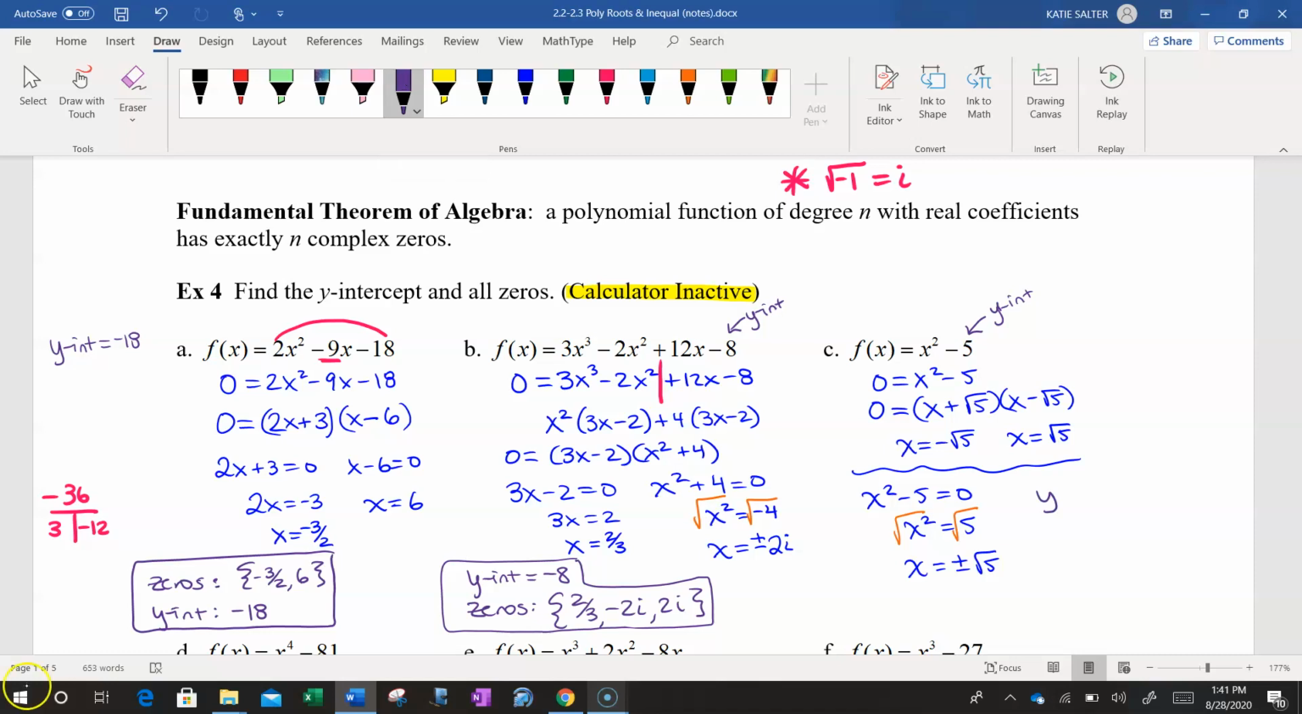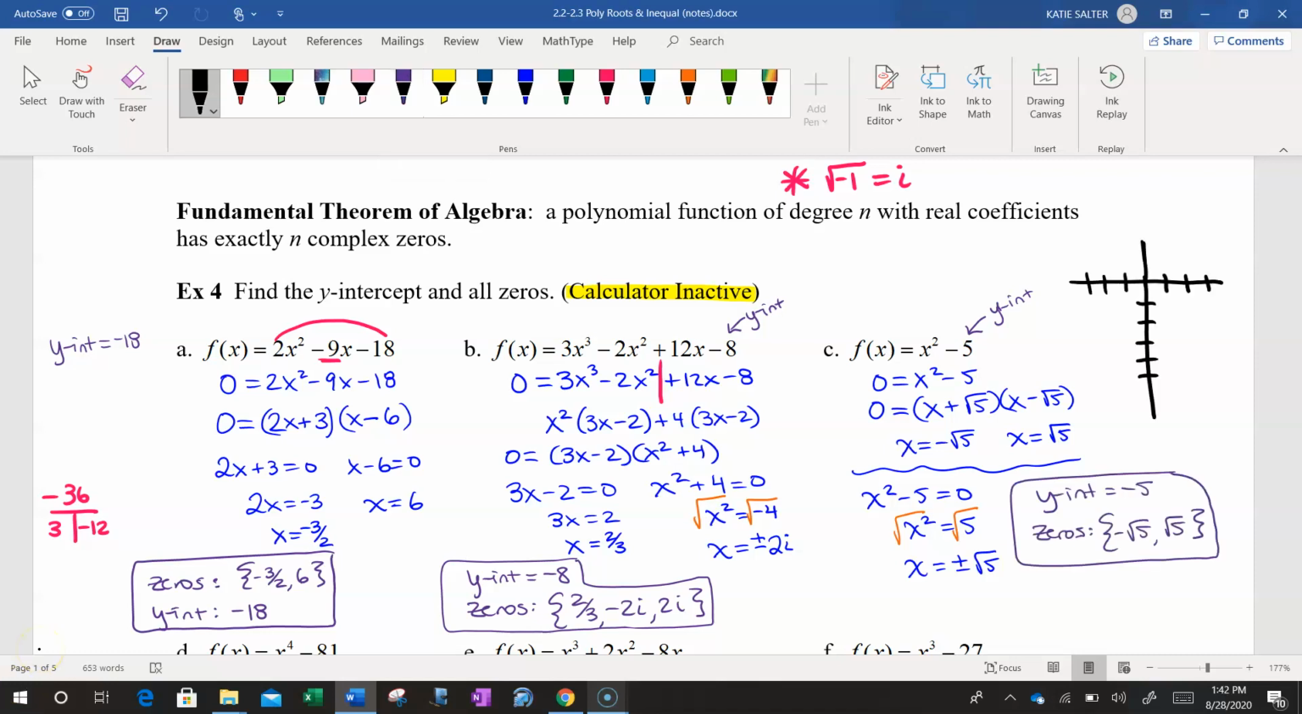So for this one, our y-intercept is negative 5, and our zeros are at negative square root of 5 and positive square root of 5. And that makes sense if you think about this graphically. That's just your basic quadratic function shifted down 5 units.